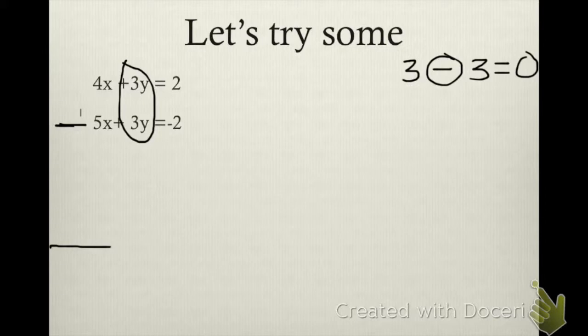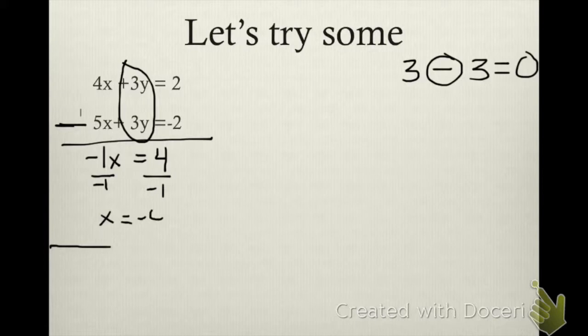So going here, I'm going to subtract them. 4x minus 5x will give me a negative 1x. 3y minus 3y will give me 0. And 2 minus negative 2 would give me a positive 4. So I subtracted all parts. So from that, I'm going to divide by negative 1, divide by negative 1, x equals negative 4.